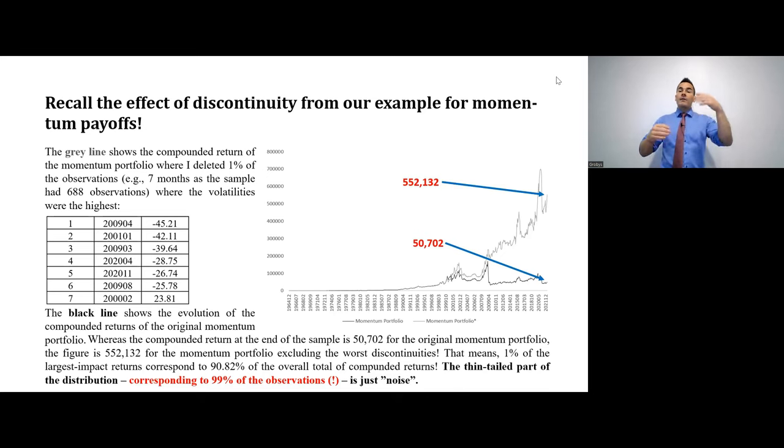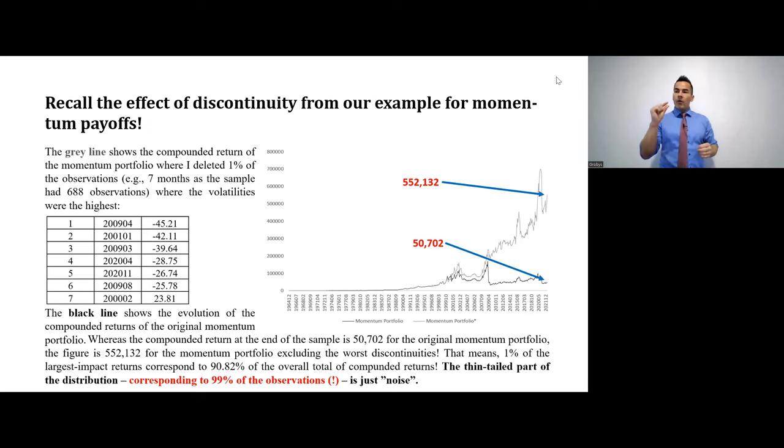Yeah, and in the green line, I delete the 1% of the sample. Yeah, disregard those observations that have the highest volatility over the sample period. And we see these are completely different animals. Yeah, it's a completely different evolution.